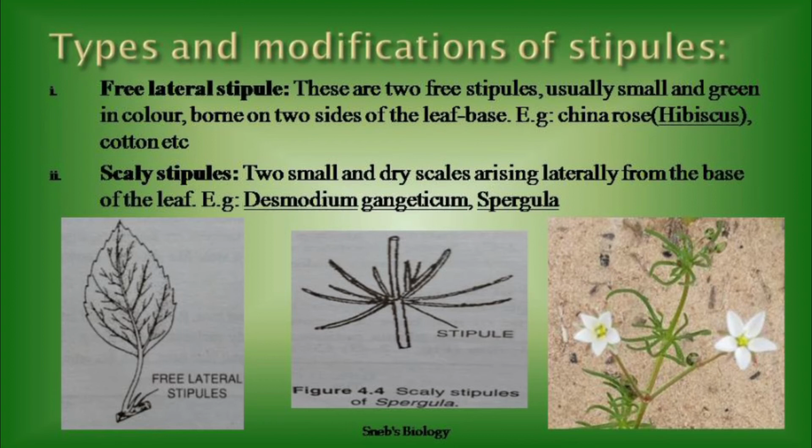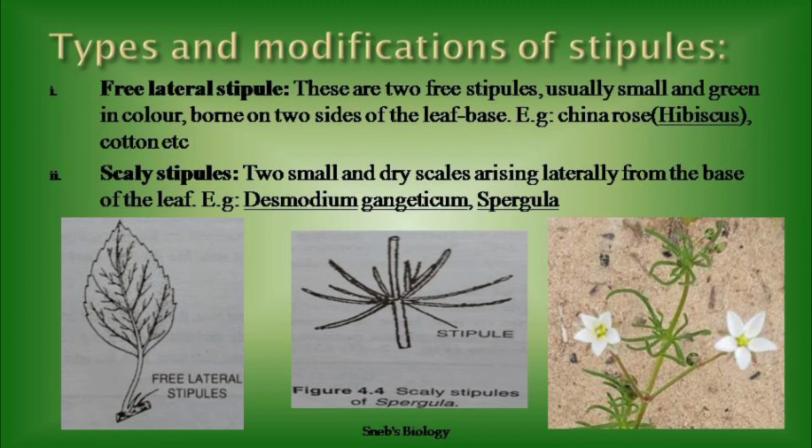Next is types of stipules. The stipules can be of various types. First one is free lateral stipules. These stipules are present independently on both sides of the leaf base. These are usually small and green in color. For example, China rose or hibiscus, cotton, etc.